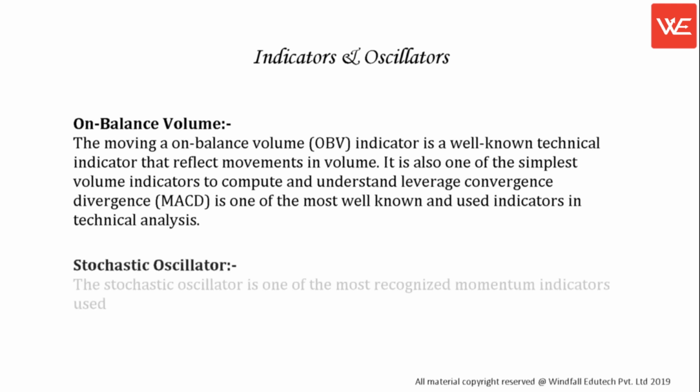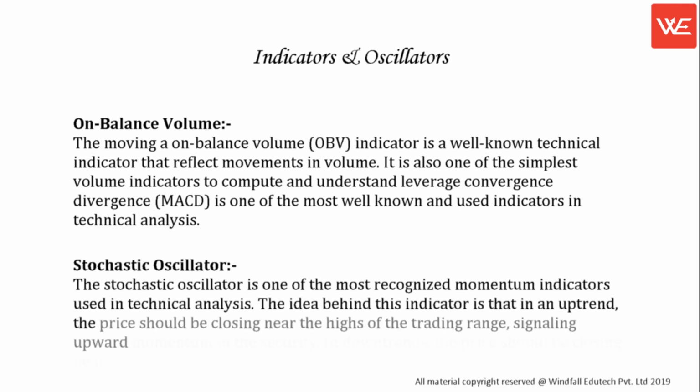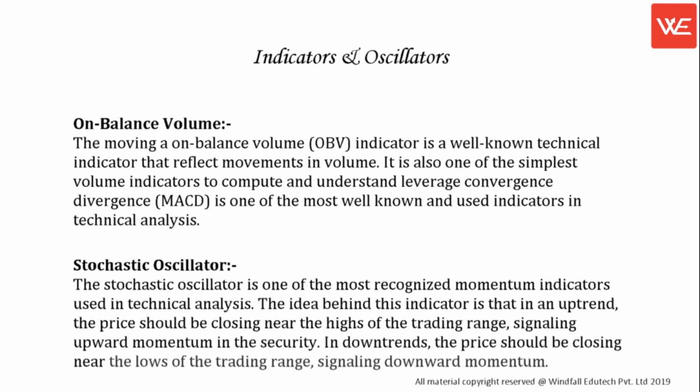Stochastic oscillator. The stochastic oscillator is one of the most recognized momentum indicators used in technical analysis. The idea behind this indicator is that in an uptrend, the price should be closing near the highs of the trading range, and in downtrends, the price should be closing near the lows of the trading range, signaling downward momentum.